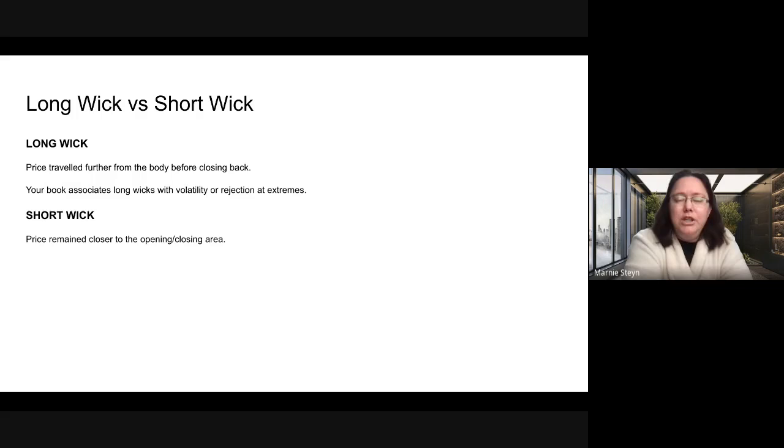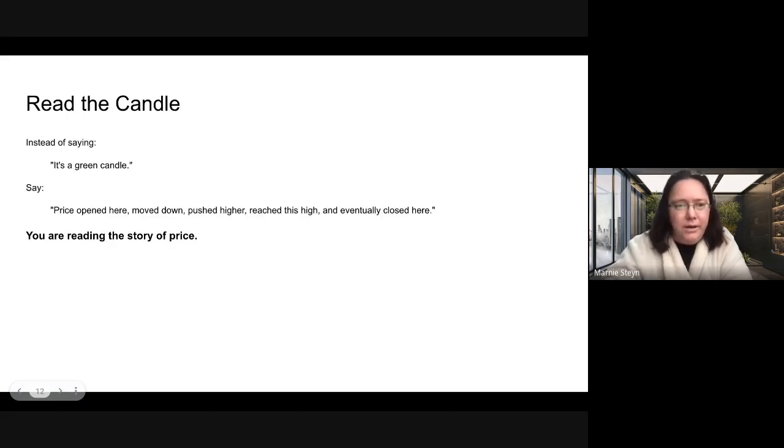So that means if you have long wicks, it means that there was a lot of volatility and a huge amount of rejection. Okay, what is a short wick? It means price remained closer to the opening and closing area. Now, how do you actually read a candle?